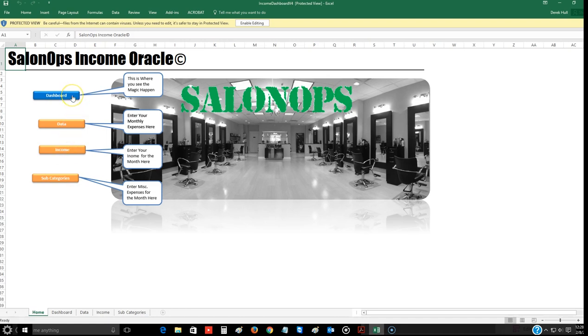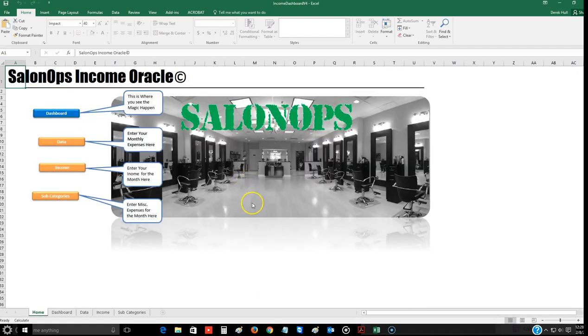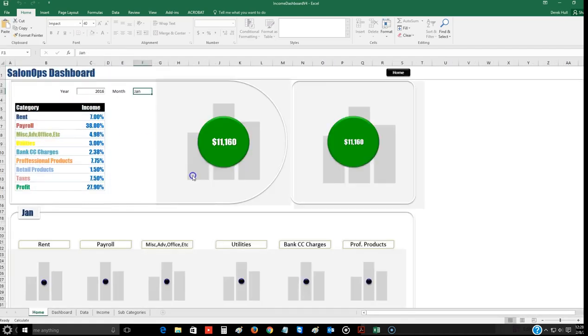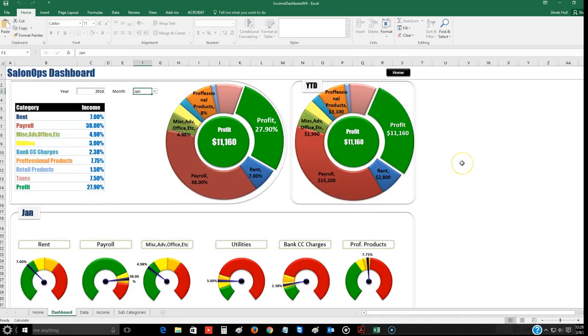So let me get back to the dashboard and I'll show you what it is. Okay, so we're in the dashboard. Here on this chart, you're going to see the current month that you're in. It says January, and the year you're in. You can change years, dates, things like that. But this is always the current month that you're in.